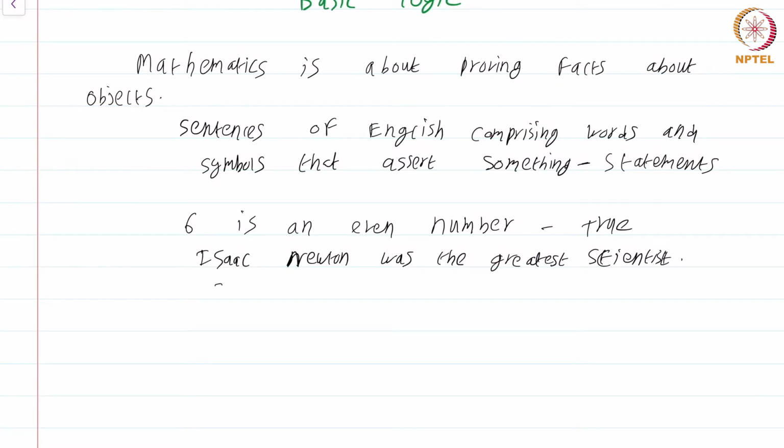But this is a false statement. 3 is the first prime number. This is false. So to determine the truth or falsity of a statement, we need to first develop a language for defining the objects, then develop a language for manipulating these objects and proving things.